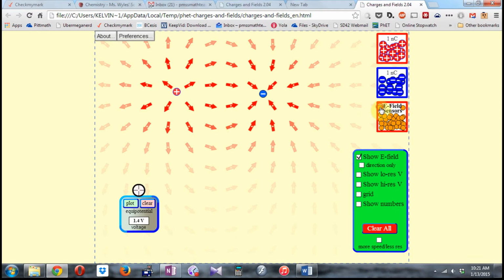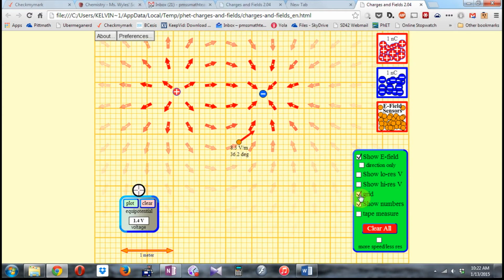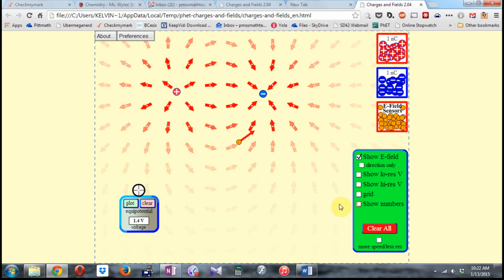In fact, I even have electric field sensors. Right here, it's really strong. Very strong close to the charge. As I go further away, the electric field gets weaker and weaker, but again, as you get closer, it gets stronger and stronger. Heck, I can even, I think, show numbers. Add a grid. We can even bring in voltage, but that's another show.